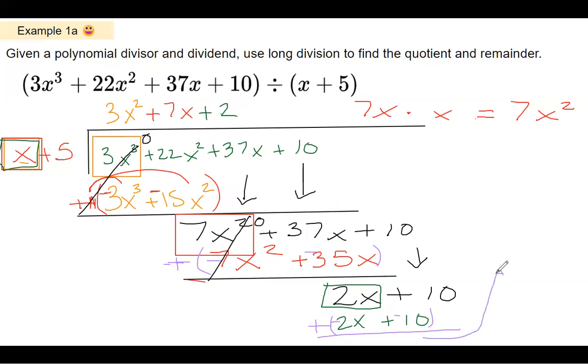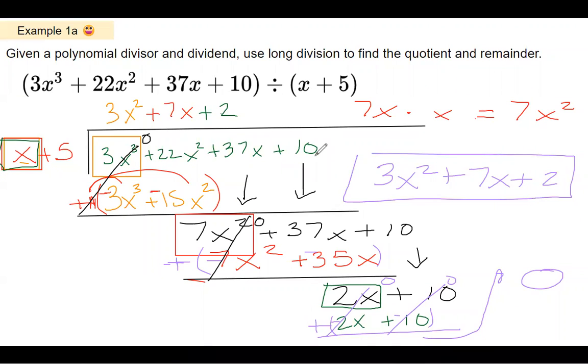Okay, let me go ahead and go up here. Let's see what I have. I have run out of space down there. So we have 2x plus negative 2x, 0. And 10 plus negative 10, 0, so my remainder is 0. So my quotient is now 3x to the power of 2 plus 7x plus 2. Not too bad, huh? Not too bad. We're going to try one more and then I'll give you guys one to try on your own.